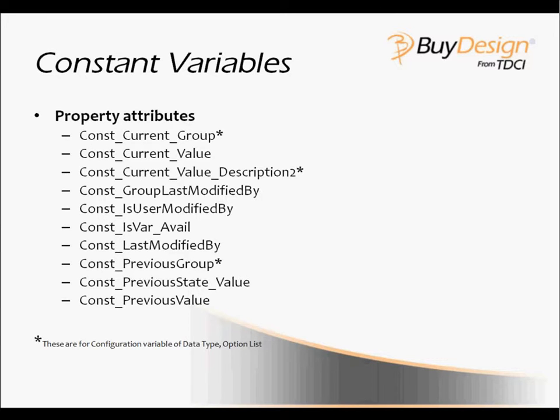Within that list of constant variables, we have basically a subset which are property attributes for configuration variables. If you think about your configuration variables, they have a lot of functionality. I'm going to give them a name and a value. I'm going to define length. I'm going to define data types. If it's an option list, I'm going to define groups to those. I also have descriptions within those option lists.